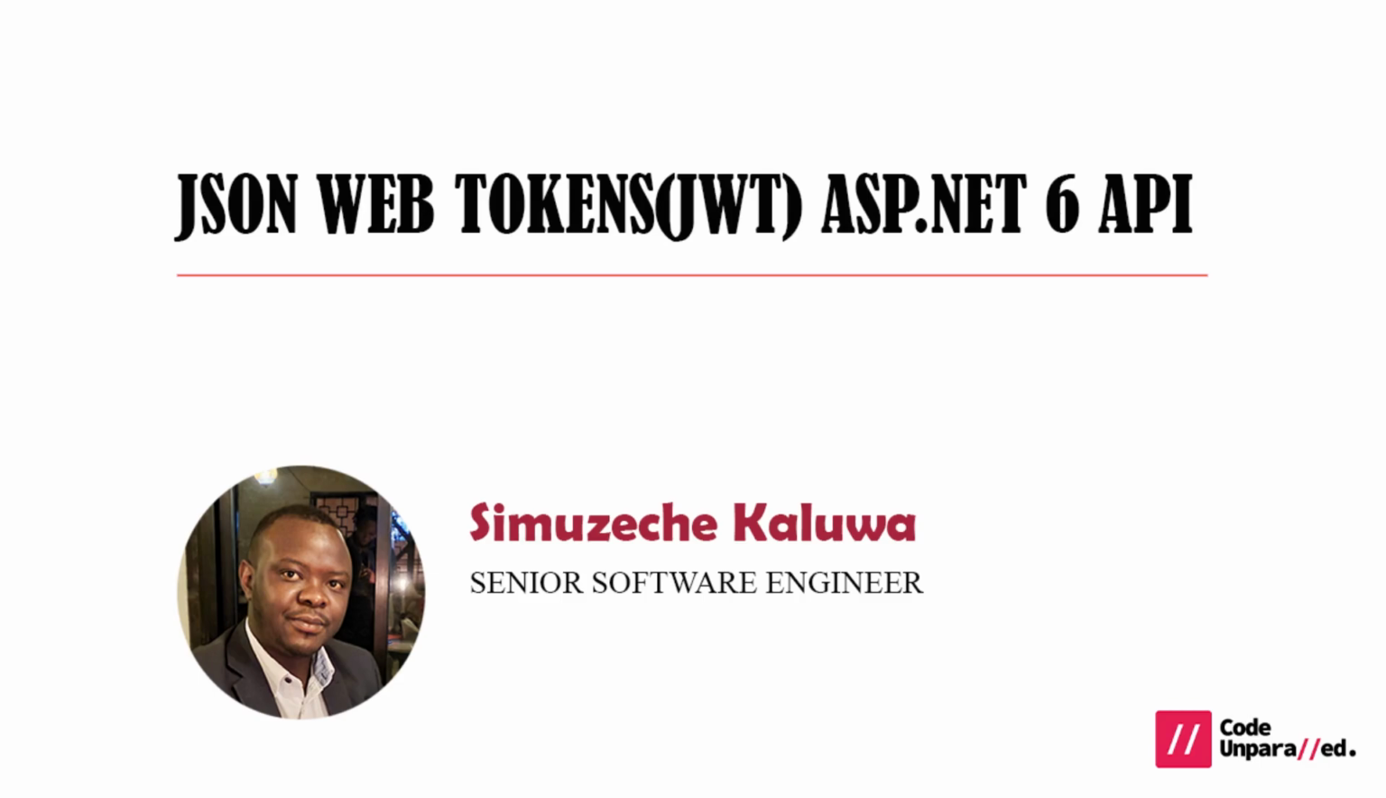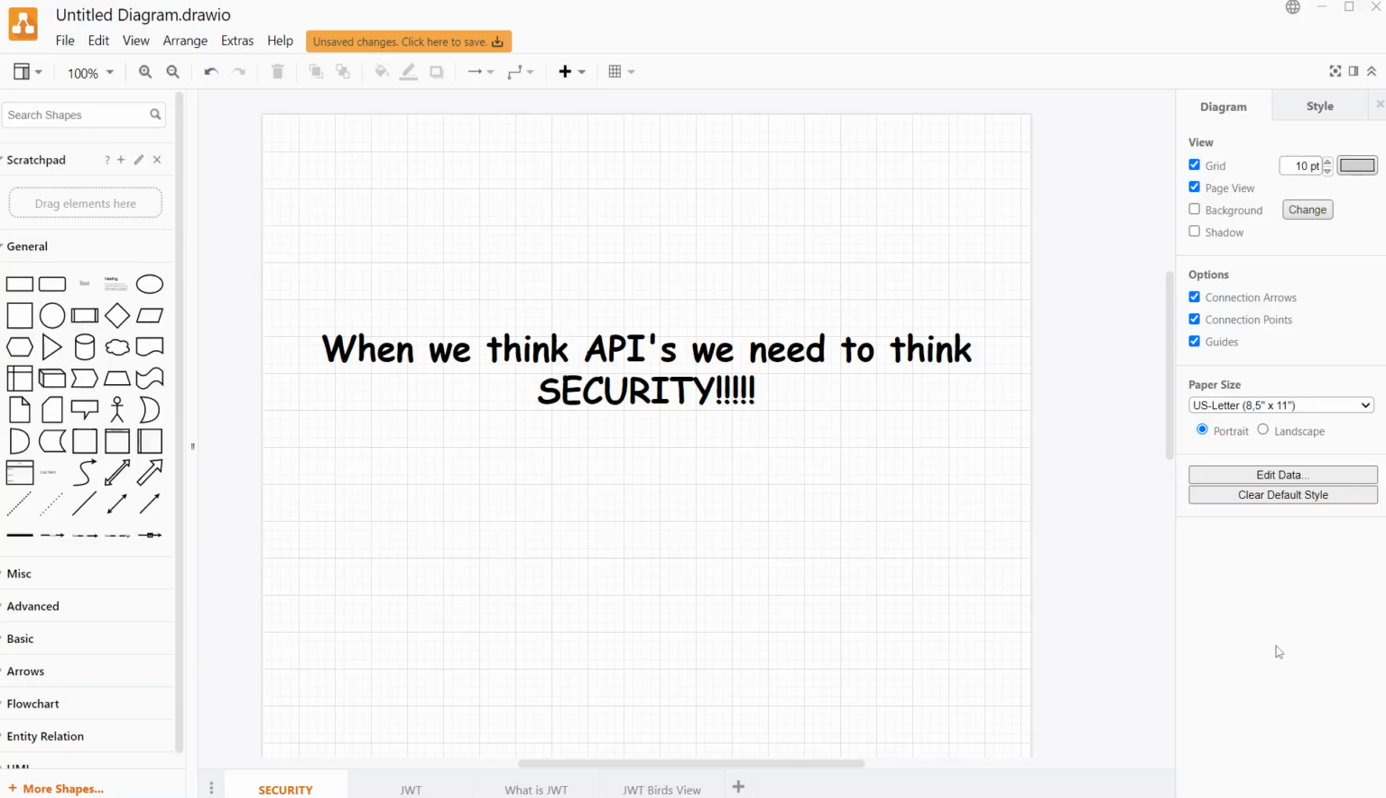When we think APIs, we need to think about security. Who is our intended audience? Most applications are full of sensitive data. Think about a payroll system: it has people's salaries. Think about a national identity system: it has people's sensitive information. So you want to make sure that your APIs are secure and that the people who have access to them are the people intended to see that data.